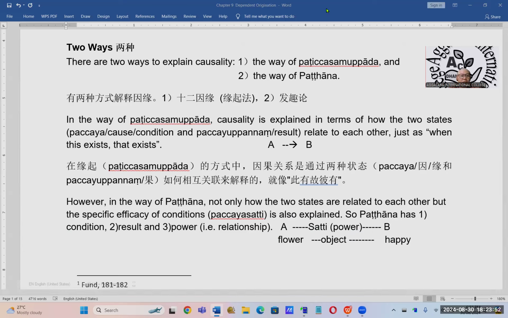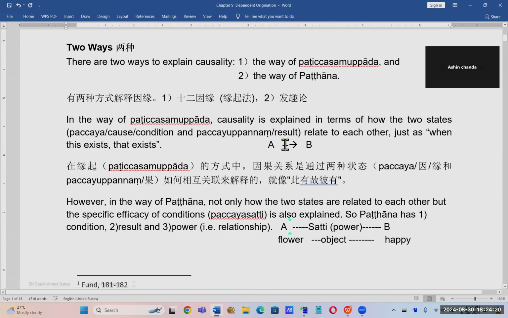Yes, Venerable. Can you say some more, that Patthana explains about the process from A to B, like a process? Yeah. Okay. Dependent origination also talks about A to B. Patthana talks about A also to B, but in between, we call it their relationship, all right? How they are related to each other.